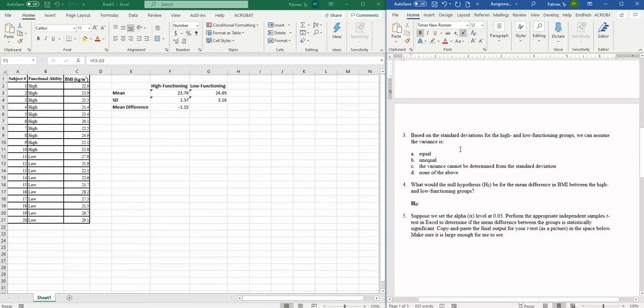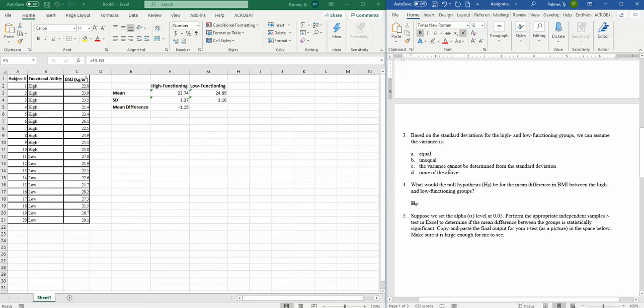Question 3. Based on the standard deviation for the high and low functioning groups, we can assume the variance is, and then we've got options here. This is a multiple choice question, as you can see. Is the variance equal? Is it unequal? Or is it the variance cannot be determined from the standard deviation, or none of the above.